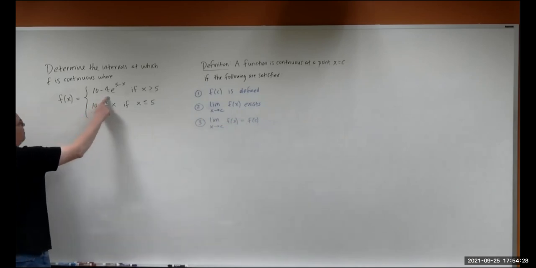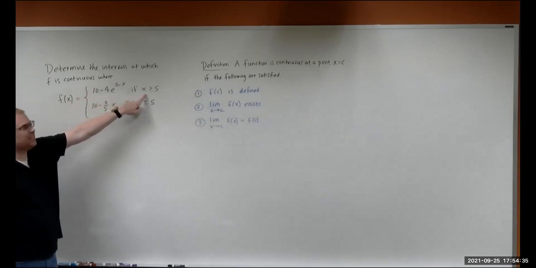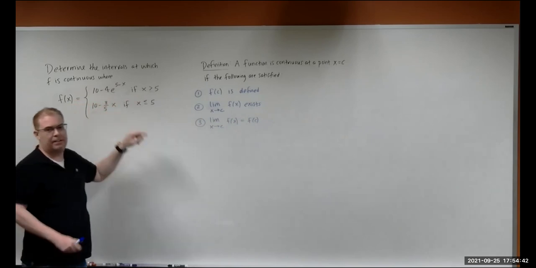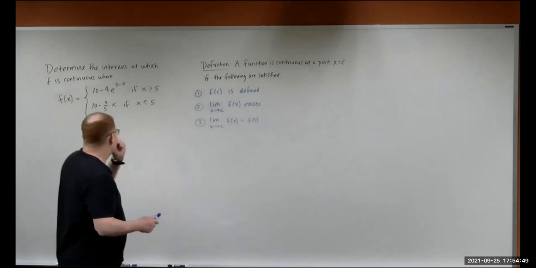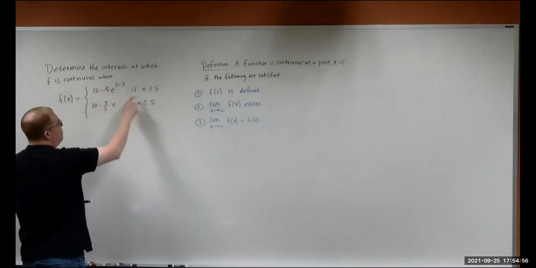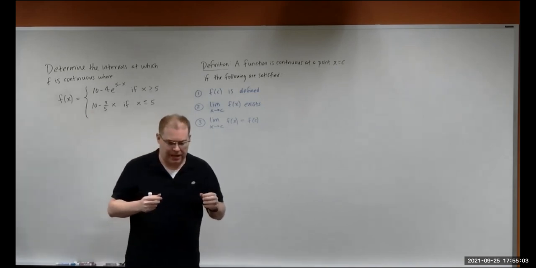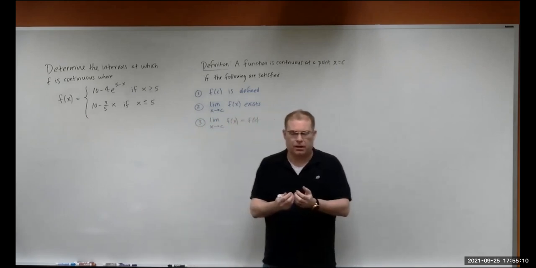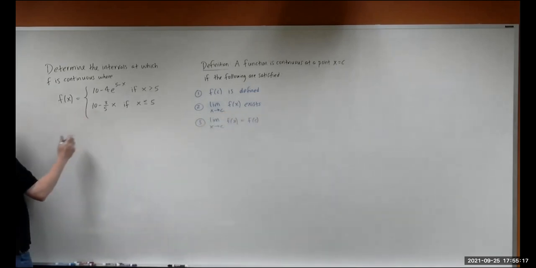So we know that this is going to be continuous for x strictly bigger than five, because we have 10 here, which is just a constant, and e, the exponential function, is in general continuous everywhere. Therefore, this function is continuous when x is strictly bigger than 5. And remember, there's another theorem that says that if you have continuous functions and you add them together, they're going to be continuous at that point as well.